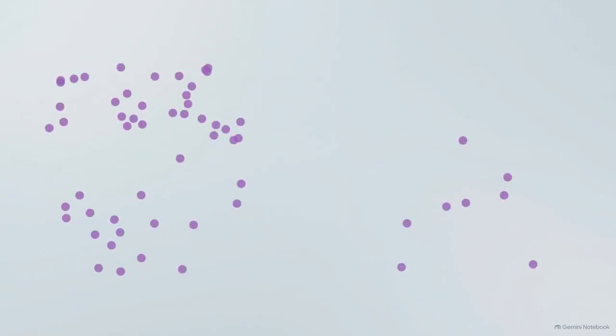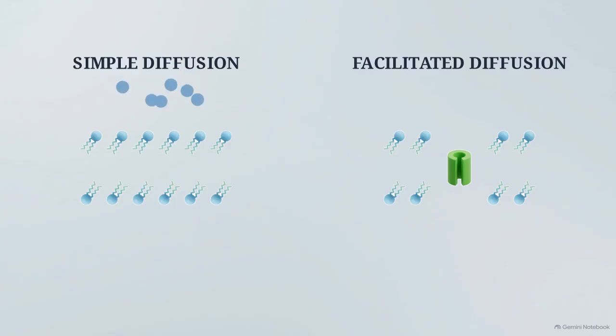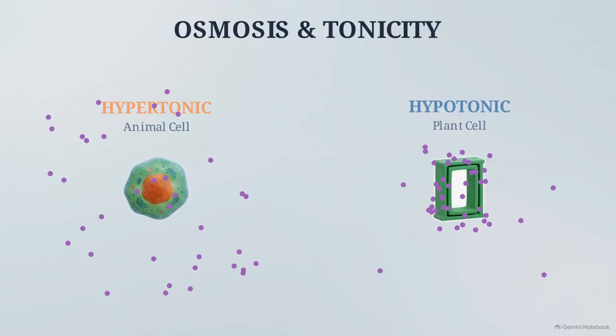When particles move down their concentration gradient, flowing from high concentration to low, they use passive transport. This process costs the cell absolutely zero ATP. If a substance slides directly through the lipids, it is simple diffusion. If it requires a transport protein to provide a clear path, it is facilitated diffusion. When water diffuses, it is osmosis. Water naturally flows toward the greater solute concentration.